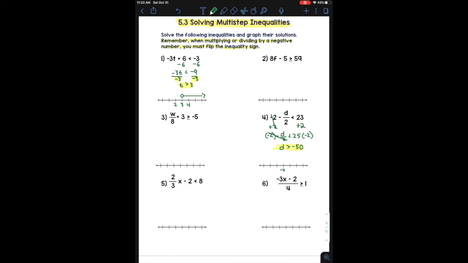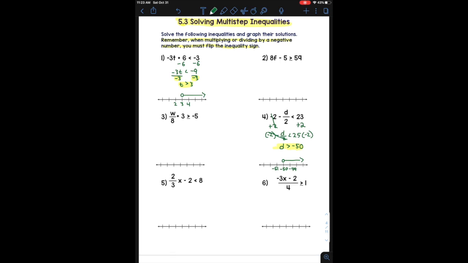So on my number line, I'm going to write negative 50, negative 49, negative 51. I'm going to represent that negative 50 is not a solution, since negative 50 isn't greater than negative 50, it's equal to itself. And an arrow to the right shows all the numbers that are solutions to that inequality are all the values greater than negative 50, or to the right.